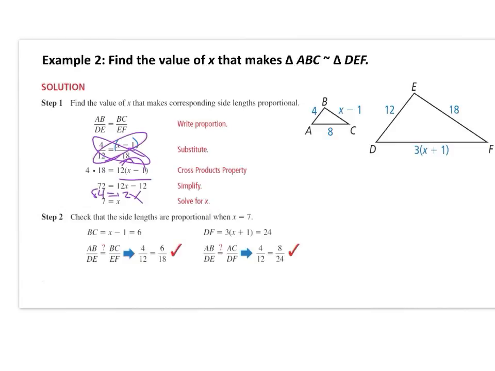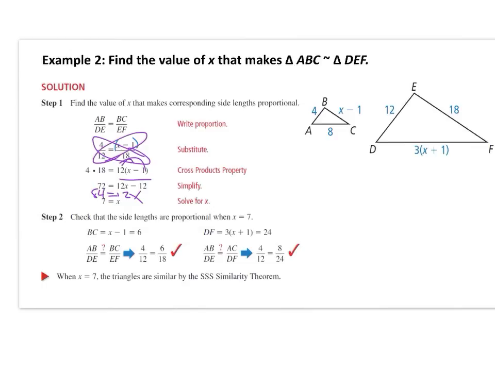It's always good practice to check your answer for x by substituting it back into the original proportion and situation just to make sure it all works out. So if we substitute 7 back into the expression x minus 1, we get 6. If we substitute 7 into the expression for DF, we get 24. And then when we substitute into our various proportions, we see that we have a match of equal ratios and proportion.